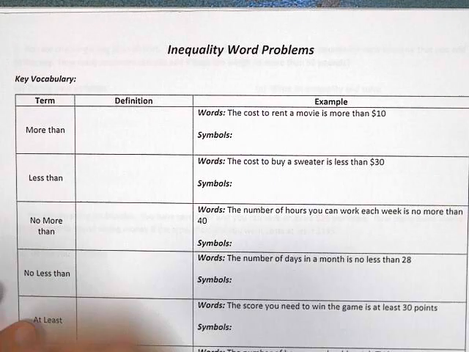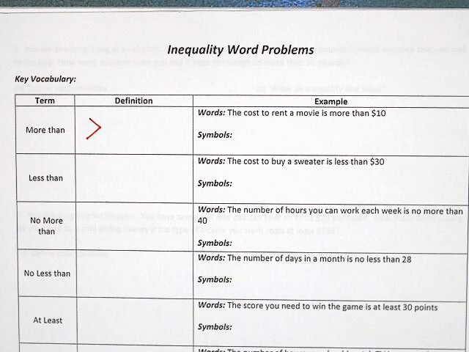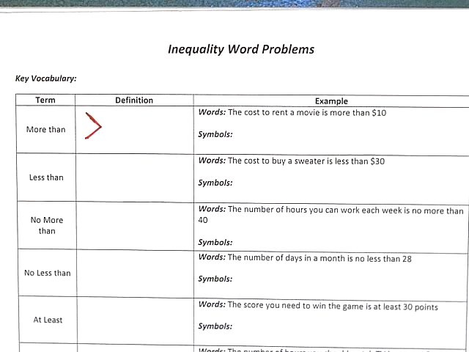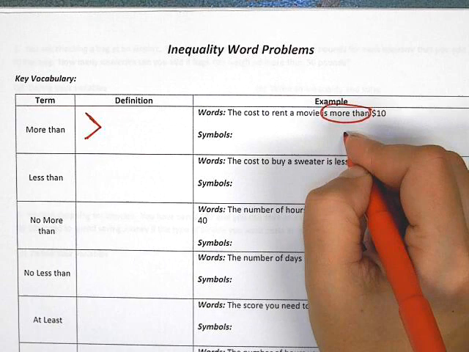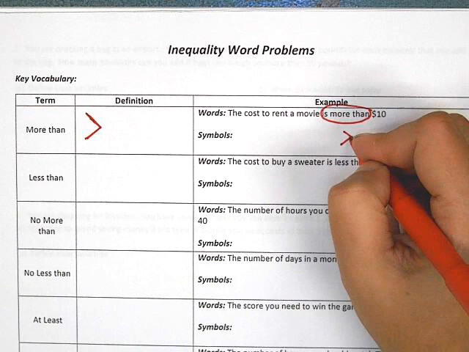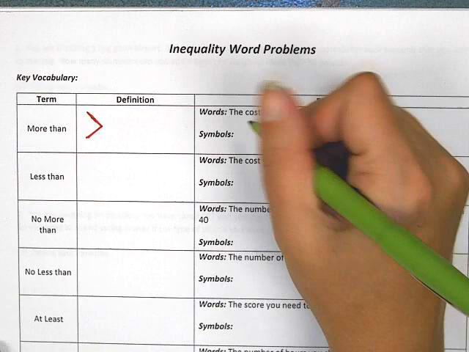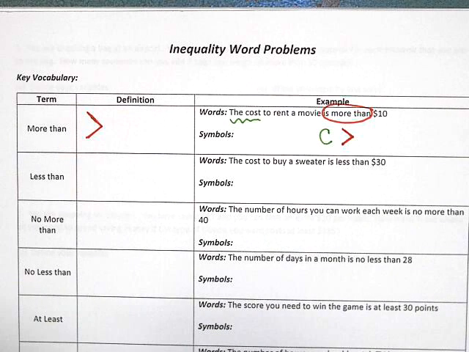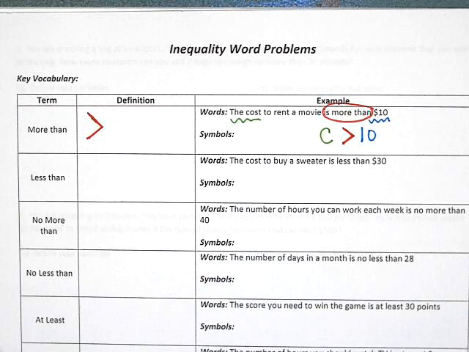If you say more than, that means greater than. So for example, in words, if I said, the cost to rent a movie is more than $10, seeing is more than would mean put a more than symbol there. Now, I would probably use the letter C to represent cost here, and it's more than $10, so I would fill in the number 10.